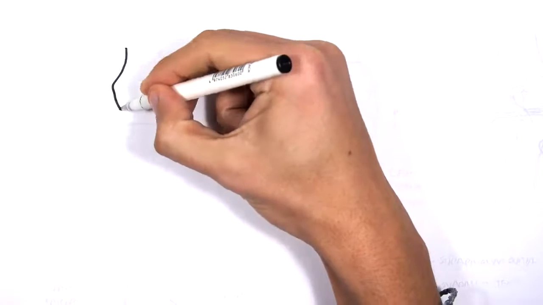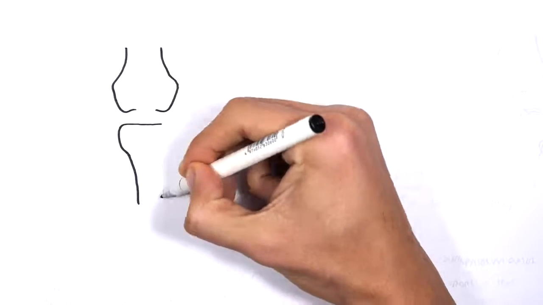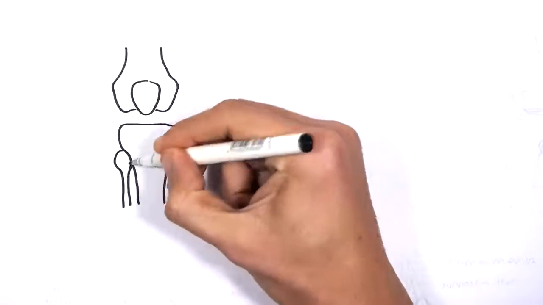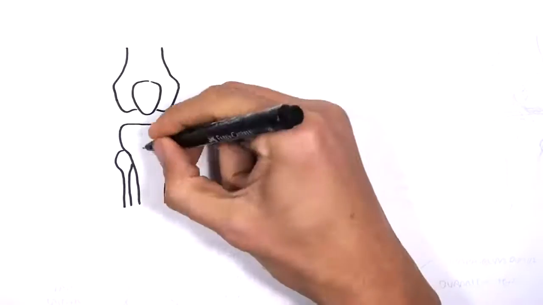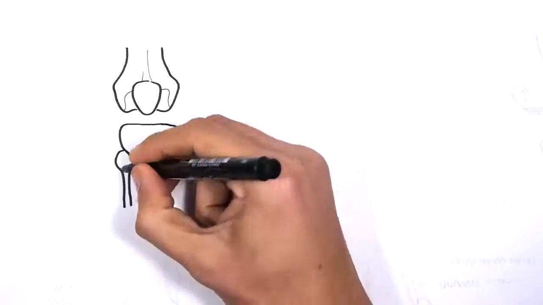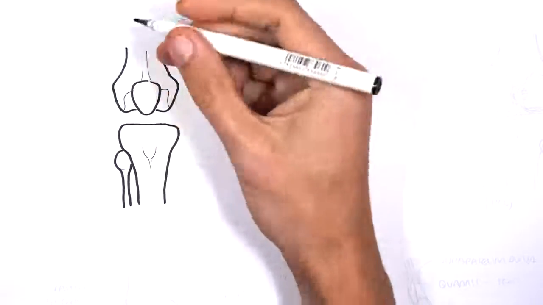Hello, in this video we're going to talk about the clinical anatomy of the knee joint. We'll begin by looking at an anterior view of the right knee. The knee joint is made up of three bones: the femur, the patella, and the tibia.